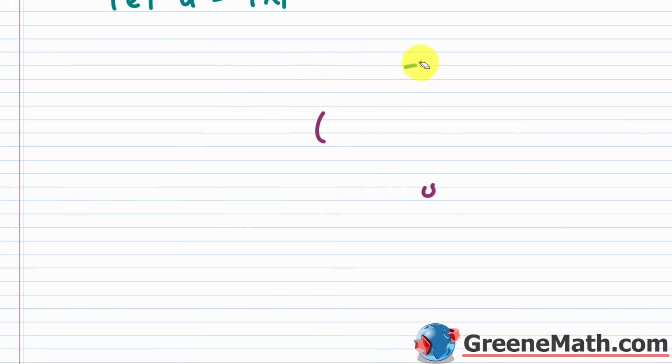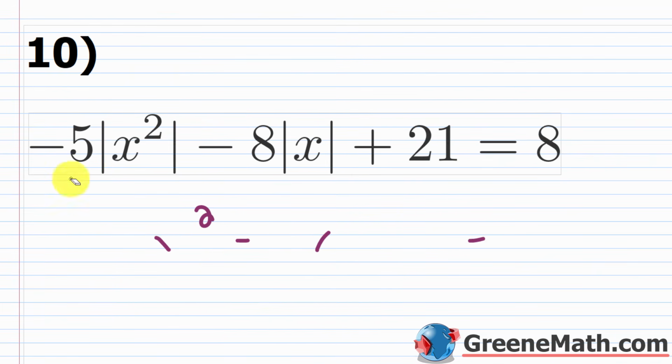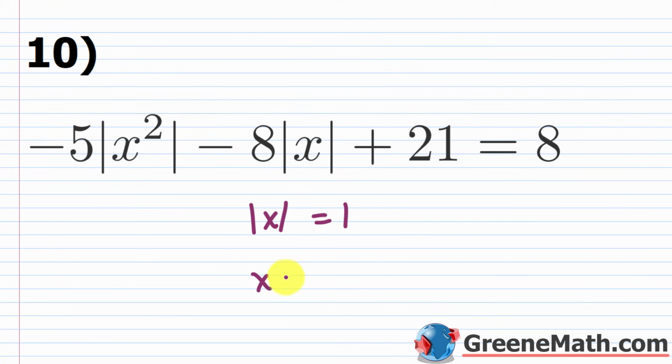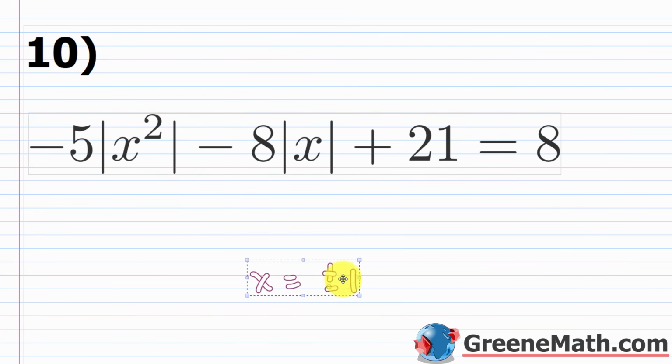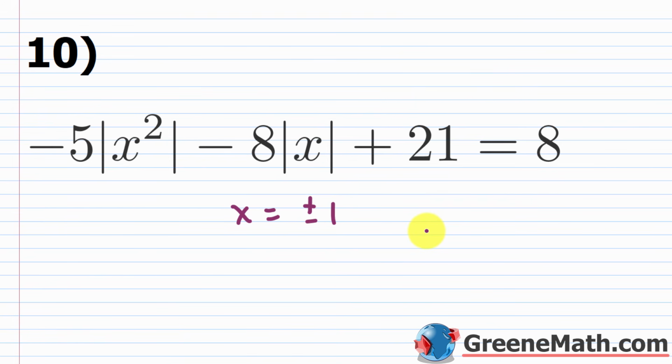Okay, so let's get rid of all this. We're just going to come back up here and say that the absolute value of x, which was u, is equal to 1. So that means x is equal to 1 or negative 1. So you could go plus or minus 1 like this. So that's your solution. Again, you can always pause the video at this point and check and verify that 1 and negative 1 work.